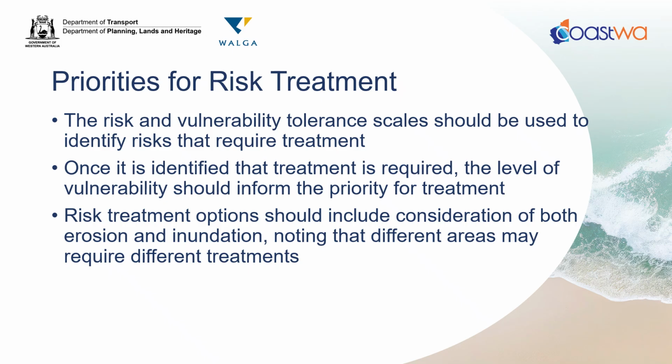Once we've created or determined our priorities for risk treatment, the risk and vulnerability tolerance scales should be used. So this identifies the risks that require the treatment. Once we've identified treatments required, then the level of vulnerability of those assets should inform the priorities. And the risk treatment options include consideration of both erosion and inundation, and different areas may have different vulnerabilities and require different treatments to both erosion and inundation.